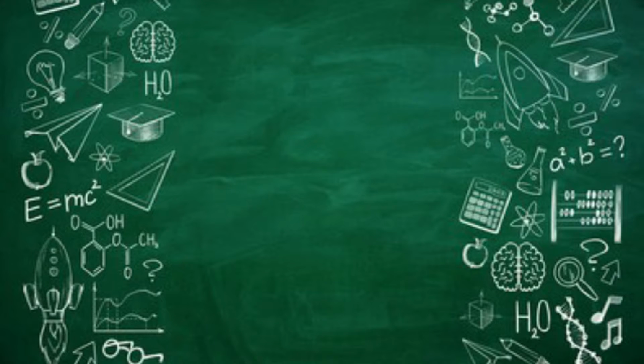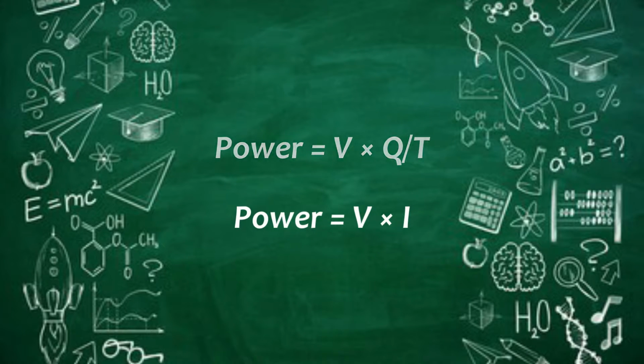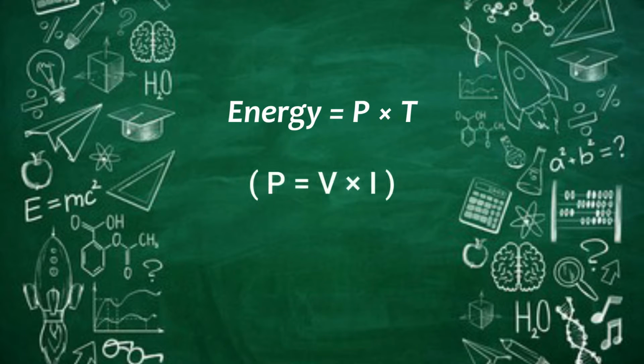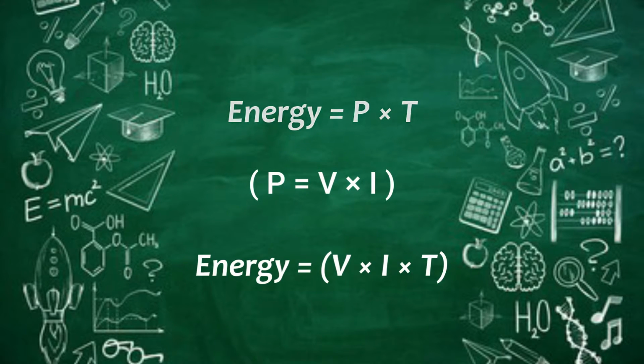Hence, the power input to the circuit by the battery will be potential difference into charge upon time, which we can rewrite as potential difference into current. Now, the energy supplied to the circuit by the battery in time t is power into time. If we substitute P as VI, we get VIt.